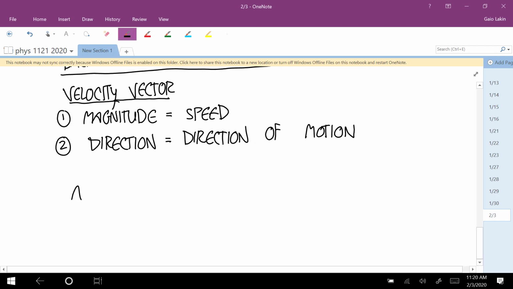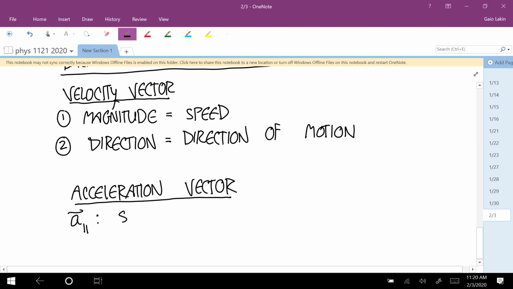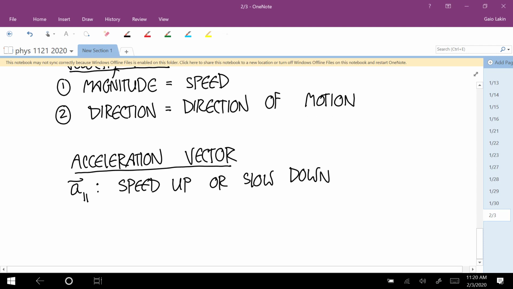And then the acceleration vector does two things. First, there's a part of the acceleration that's parallel to the velocity, and that determines whether the object is speeding up or slowing down. Then there's a part of the acceleration that's perpendicular to the velocity, and that determines which direction, if any, the object is turning. And then the total acceleration is just the sum of these two.